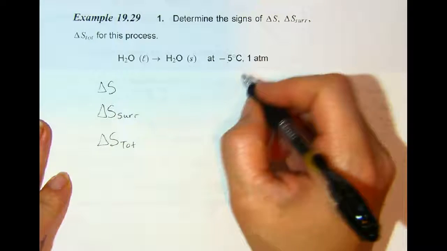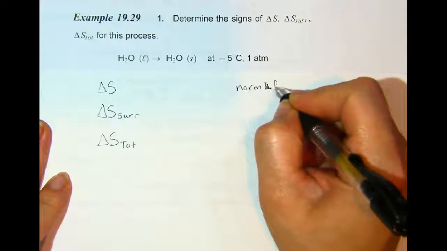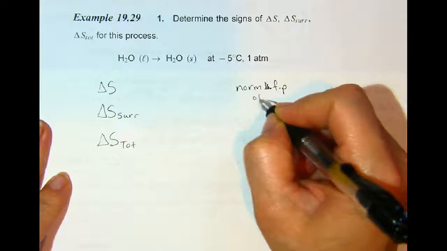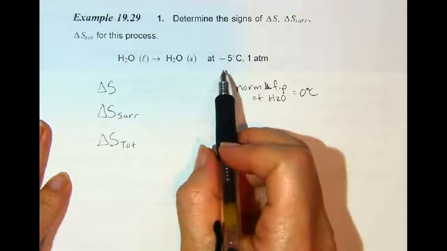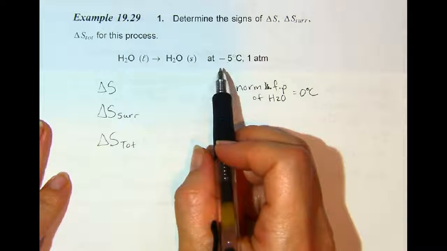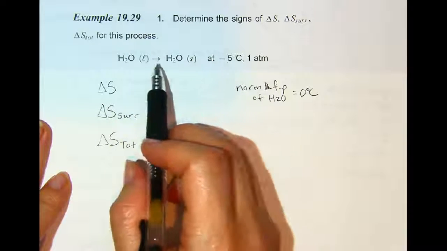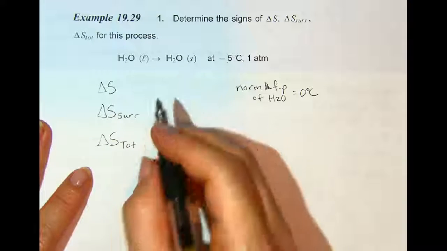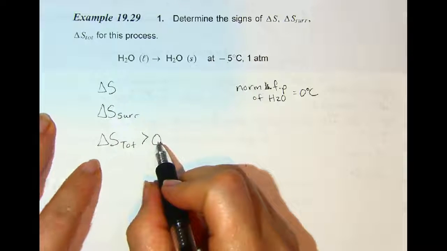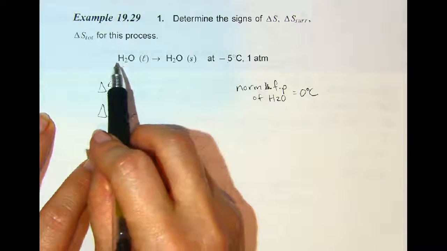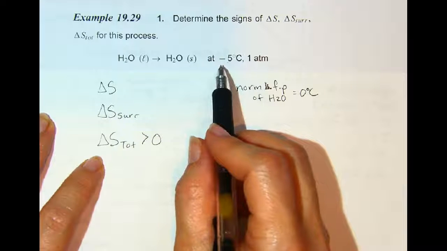Remember that the normal freezing point of water is 0 degrees Celsius, and this is well below 0 degrees Celsius. So it's past the freezing point, and so it's definitely spontaneously forming a solid at this point. So we know that our delta S total has to be positive or greater than 0 because the forward reaction is spontaneous based on the temperature that we're given.